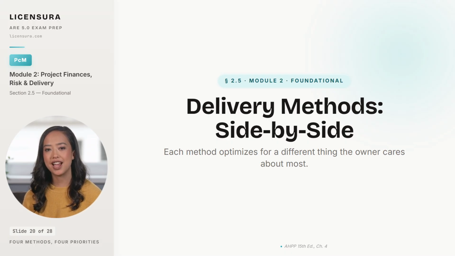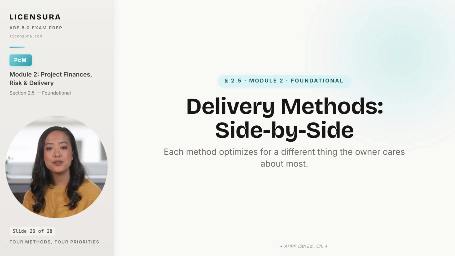The trap most candidates fall into is treating these 4 as interchangeable, and they are not. Each one solves a different problem, and each one creates a different set of consequences for the architect. The questions the exam likes to ask are framed as owner priority scenarios. The owner wants X, which delivery method fits? Or, the architect's client is the contractor, which delivery method must this be? Or, price was fixed before drawings were complete, which two methods are possible?